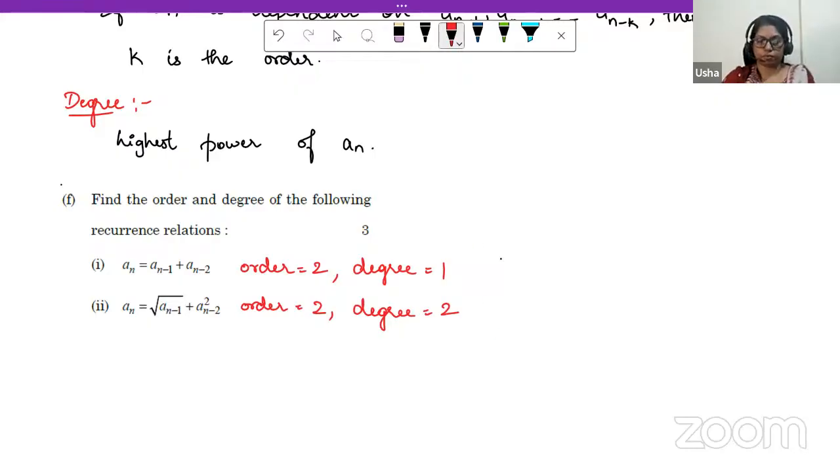Understood this? They have not asked you to solve it. You have to just write the order and degree. That's it. No calculation, nothing. Let me know if you have understood or not.